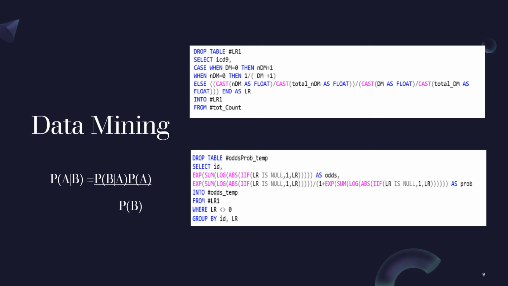Naive Bayes is used to aggregate the data from individual diagnoses to overall risk for diabetes. In the given naive Bayes formula, we calculate the probability of A, given that B has occurred, by multiplying the probability of B, given that A has occurred, with the probability of A. Then we divide the product by the probability of B. The SQL code at the top shows the calculation of likelihood ratios of diagnoses, which is then used to calculate the probabilities.